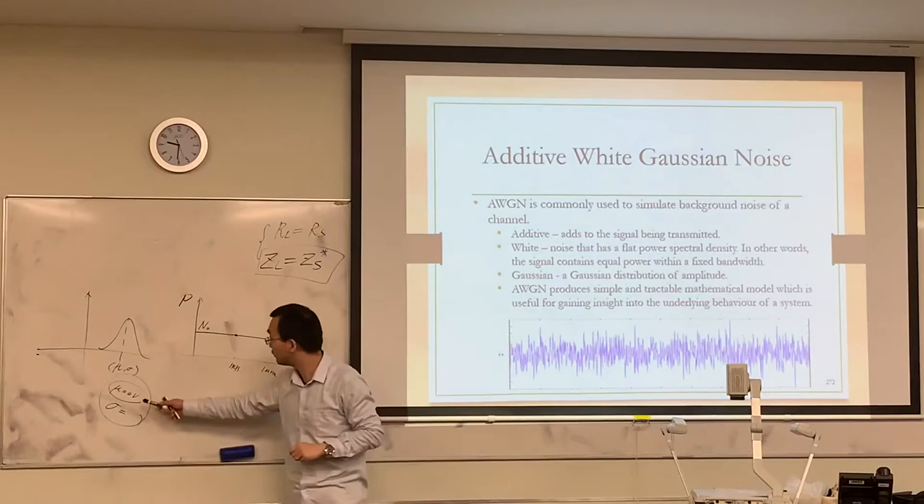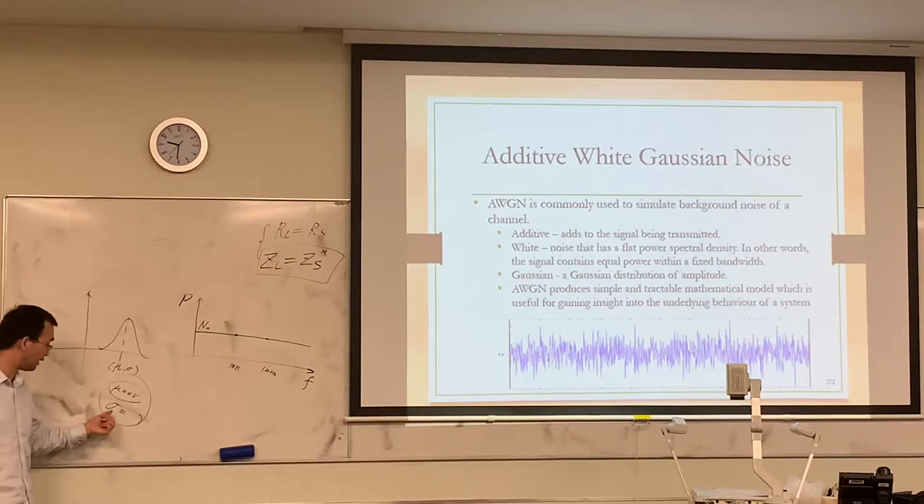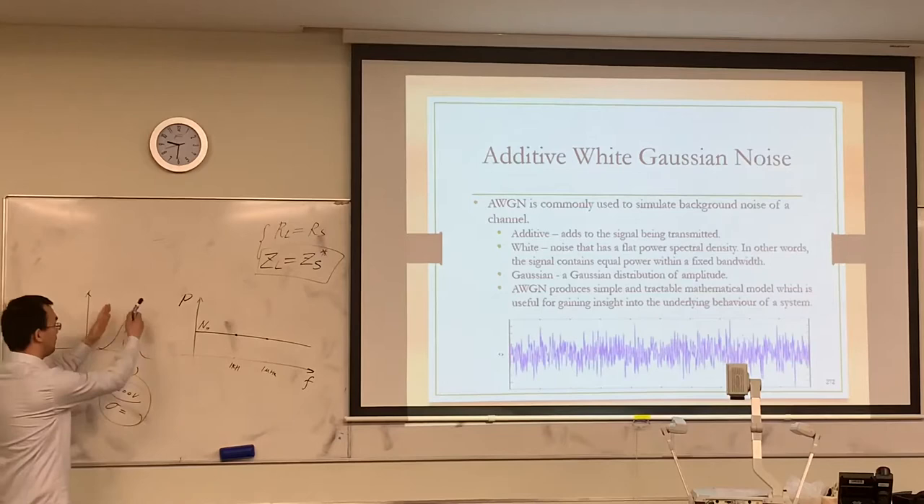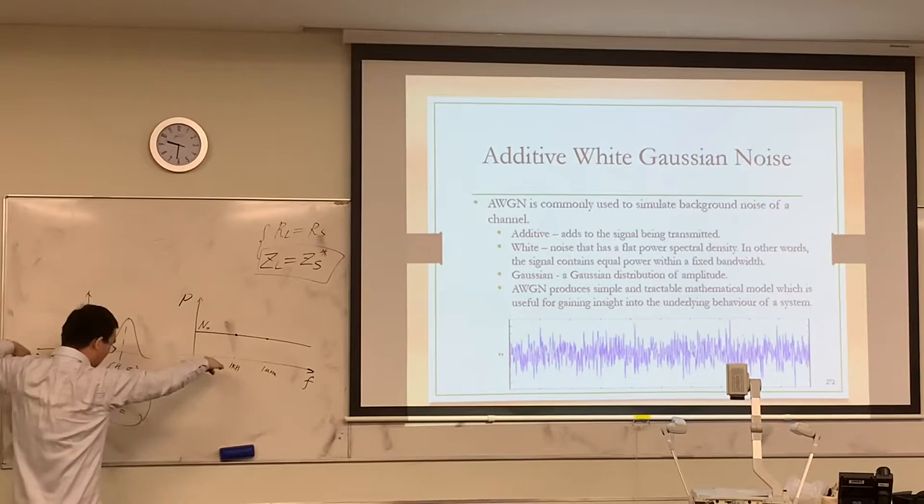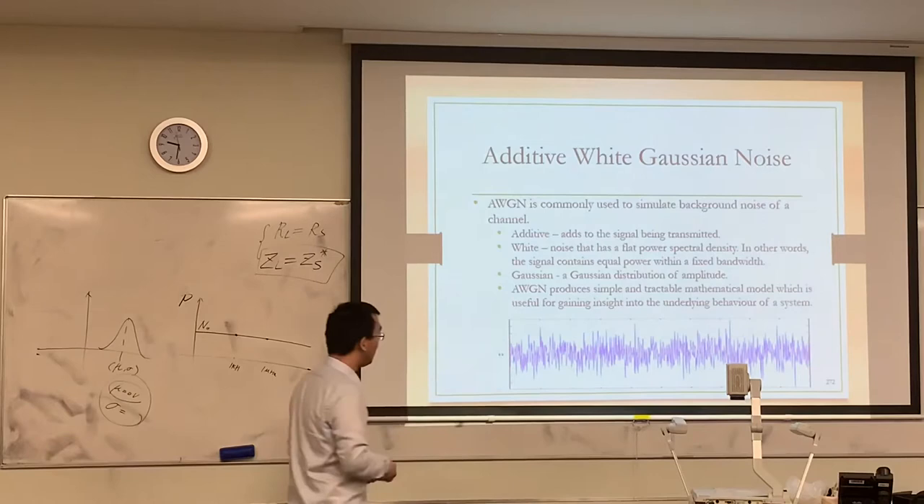This one, the sigma, the standard deviation, what's the effect of the standard deviation? The smaller the value, the shape will be a narrow one. The larger the value, the larger the spread of the distribution, which means the larger the value, the larger the variations. The smaller the value, the smaller the variations. Remember, the AWGN is created by us to do the simulation, right?